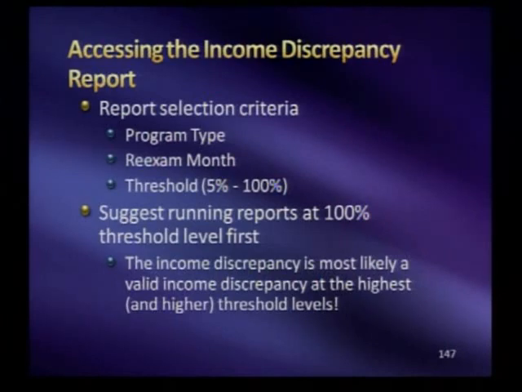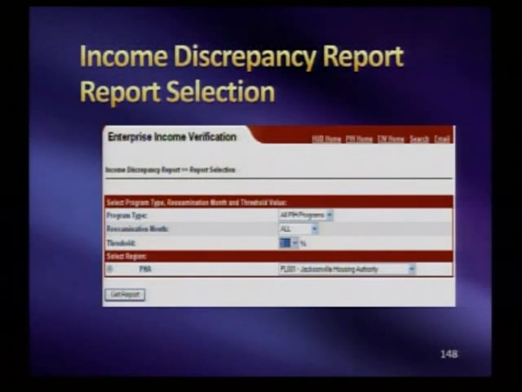So you'll get more bang for the buck if you focus at the 100% threshold level, if you're going to look at the report at all. But again, you're required to monitor this report on a quarterly basis. Again, the operative word being monitor. If you're using the EIV income report during your annuals and interim re-exams, you will actually find the individuals who are not reporting income. And then this is just a screenshot of your report selection.